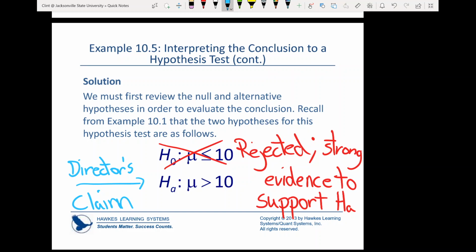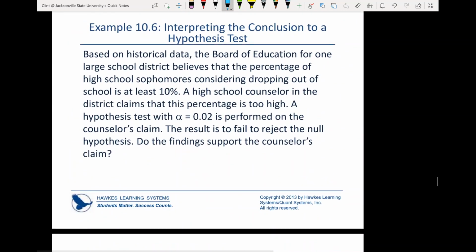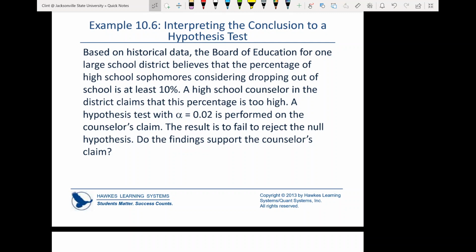Okay, so let's look at one more. All right, this one says, based on historical data, the Board of Education for one large school district believes that the percentage of high school sophomores considering dropping out of school is at least 10%. A high school counselor in the district claims that this percentage is too high. A hypothesis test with an alpha of 0.02 is performed on the counselor's claim. The result is to fail to reject the null hypothesis. Did the findings support the counselor's claim?